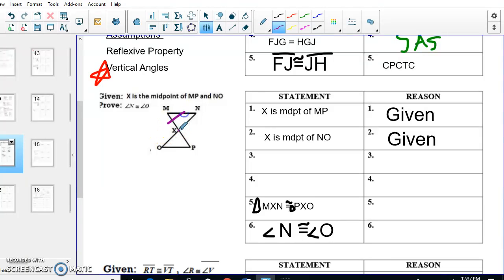So right away, bam, what did I say about midpoint? It slashes those into congruent parts. And same thing here with NO. Okay, so I'm going to label those.